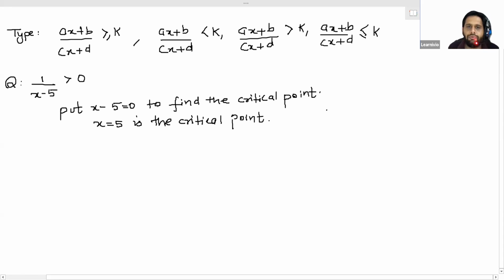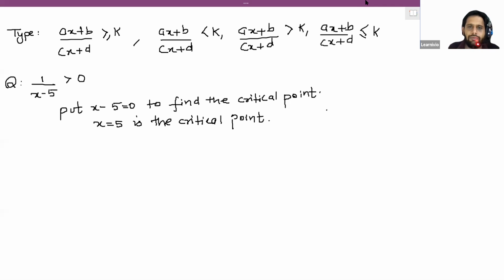But before that, always remember that the coefficient of x should be unity and positive. Here the x is positive, so we will solve this directly. But if it is not positive, or if there is any coefficient, then you need to take that number common. We'll try those types of cases also. So first we equated with 0 and got the critical point.